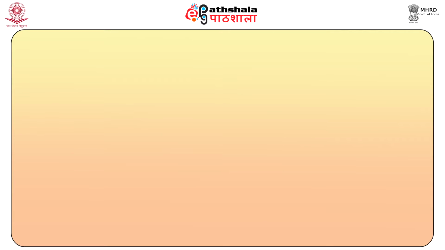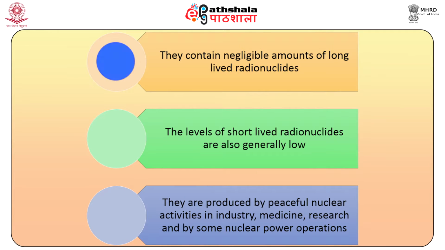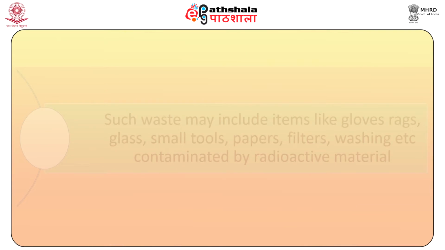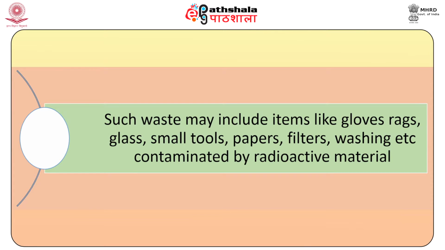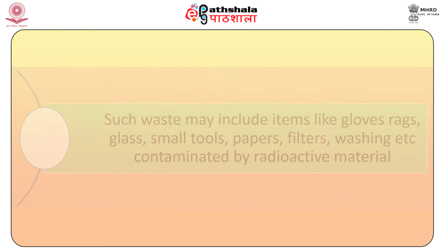Classification of waste. Low level waste. They contain negligible amounts of long-lived radionuclides. The levels of short-lived radionuclides are also generally low. They are produced by peaceful nuclear activities in industry, medicine, research, and by some nuclear power operation. Such waste may include items like gloves, rags, glass, small tools, papers, filters, washing, etc., contaminated by radioactive materials.